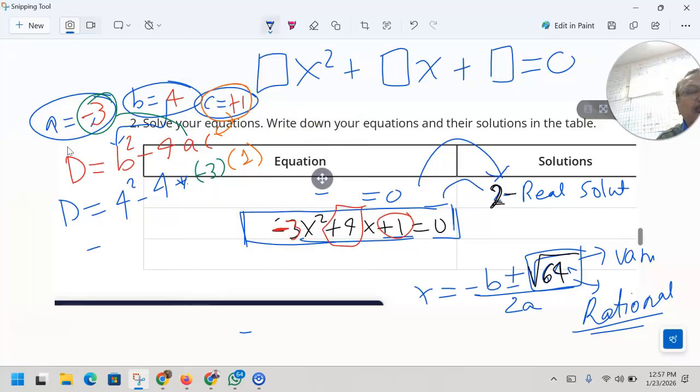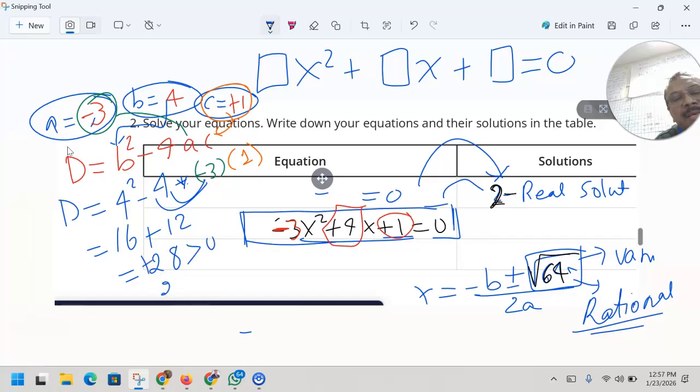And then you end up getting 4 squared is 16. Two negatives make it positive, and 4 times 3 is 12. And 16 plus 12 is 28, see, which is positive. Again, you got positive, so this is two real solutions, and you're done. If you had gotten negative, you would say two complex solutions. Okay? That's all it is.